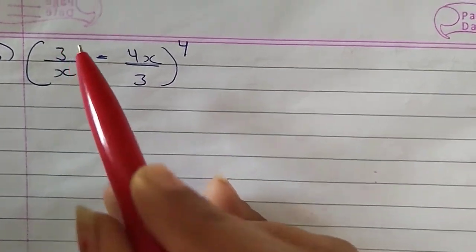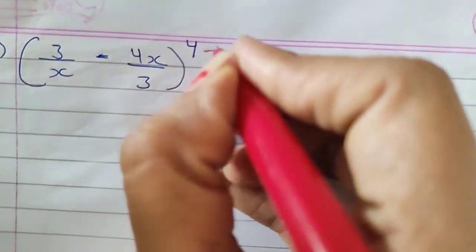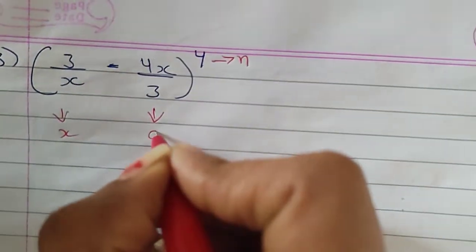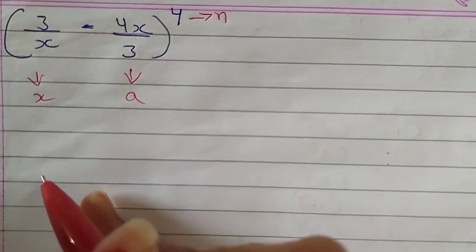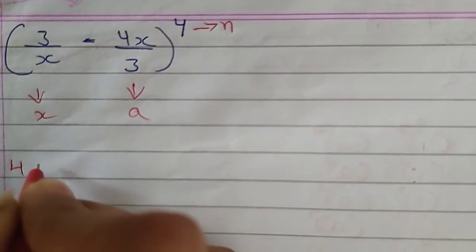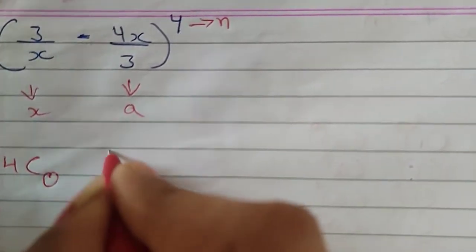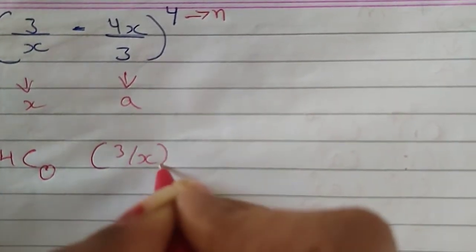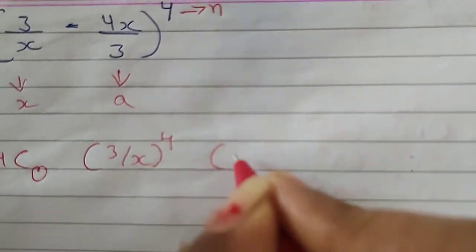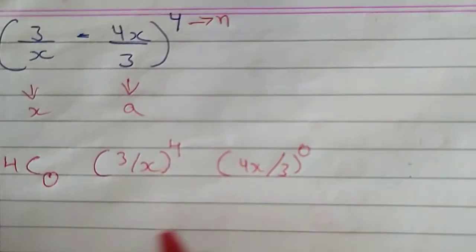Question number 3. (3/x − 4x/3)^4. Here 4 is your n, this is x, and this value is considered as a. So same way we'll solve our sum, that is n is 4. So starting with 4C0 (3/x)^4 and (4x/3)^0.